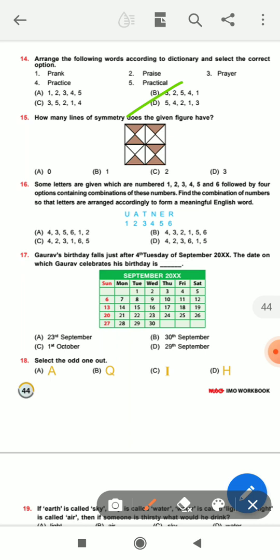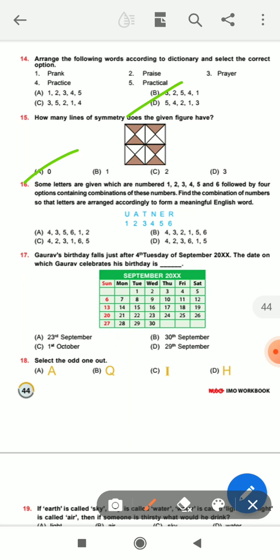Okay student, next I discuss question number 15. How many lines of symmetry does the given figure have? Okay, so how many lines do you see? Any line? No, there is no line. So the answer is option A, 0.